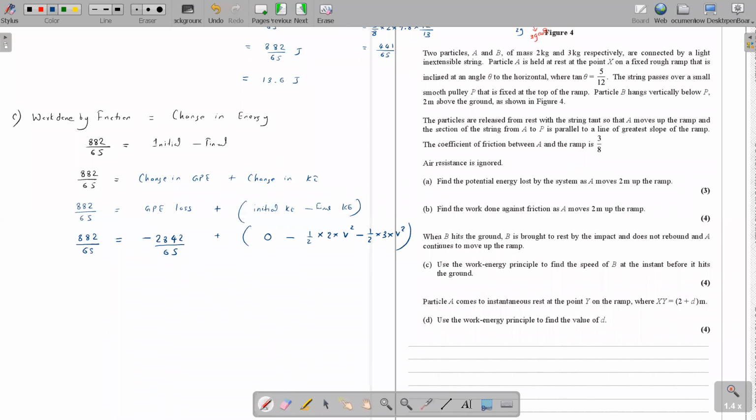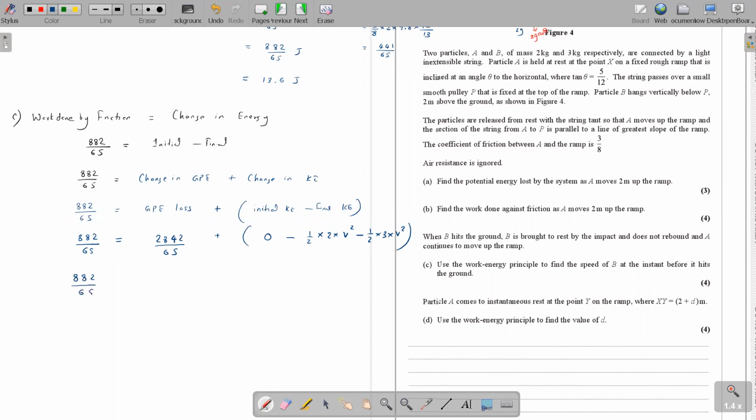Okay, so let's get the figures here now. We have to make v the subject. Sorry, wait. GPE loss, you have to put the figure you got here, 2842 over 65. So what do you get here, children? You don't put minus, only the value, because it says GPE loss. Okay, yes. Then let's get the answer.